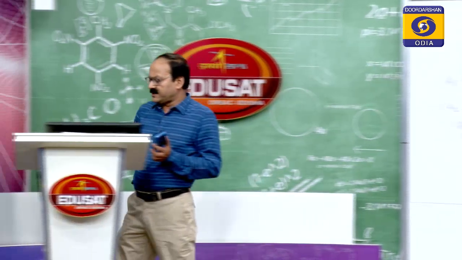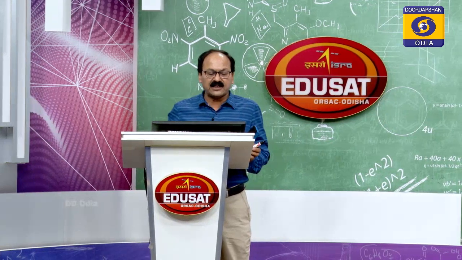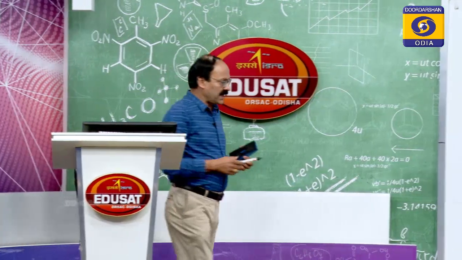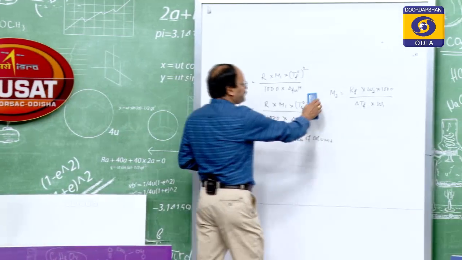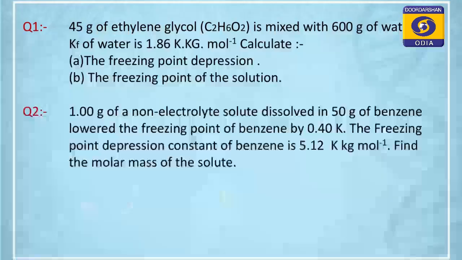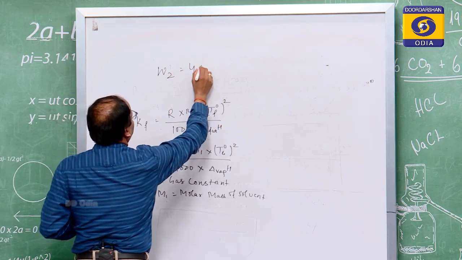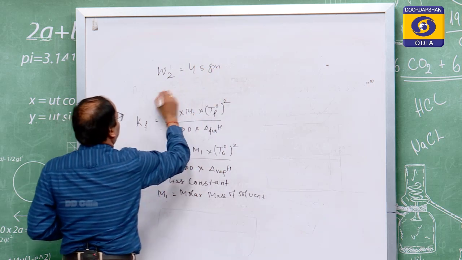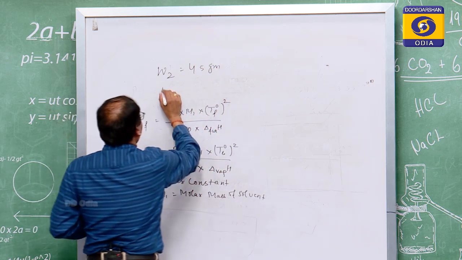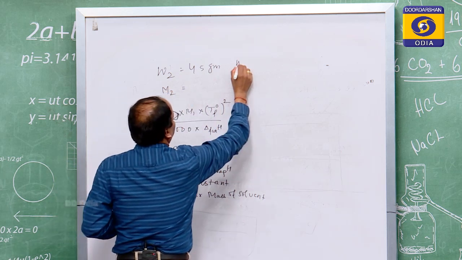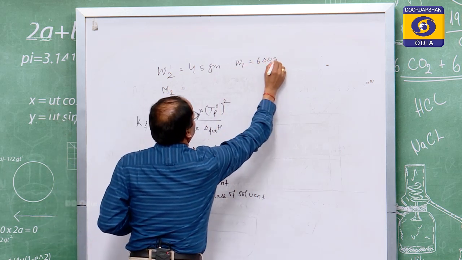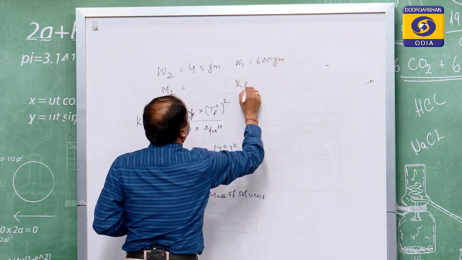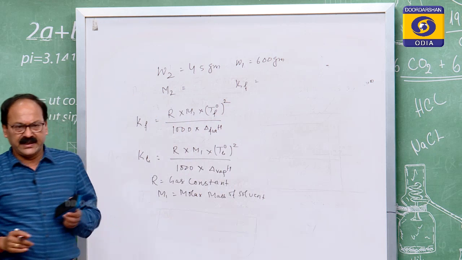Now, we will go for numericals on this. Very often in the examination, this numerical will be asked. The numerical will come in the examination carrying 2 to 3 marks. So, the first one is 45 grams of ethylene glycol is mixed with 600 gram of water. What are the data given? W2 is equal to 45 gram of ethylene glycol. We will find out M2. Then W1 is 600 gram. Kf is equal to 1.86, I think.